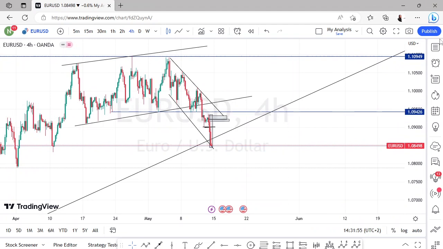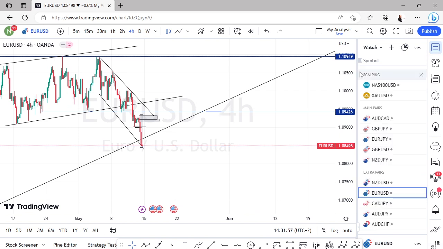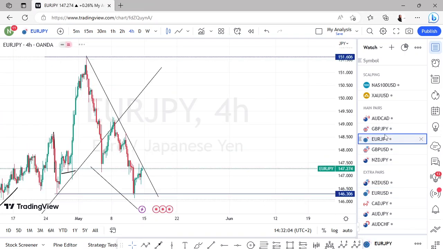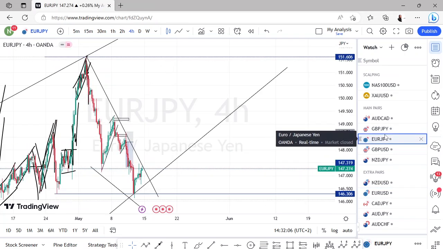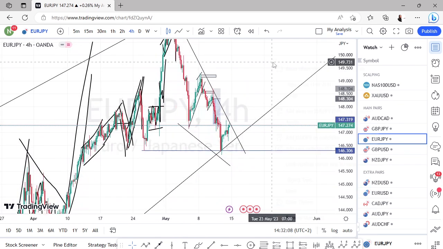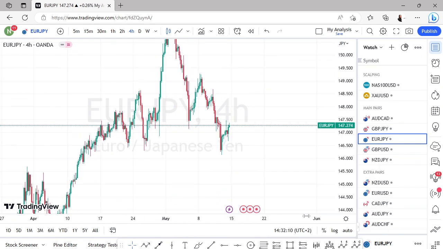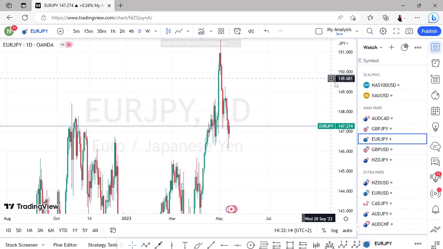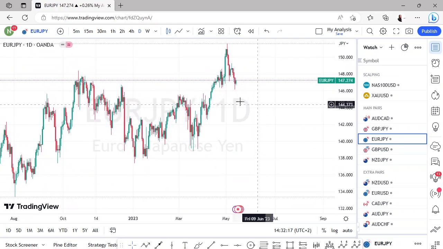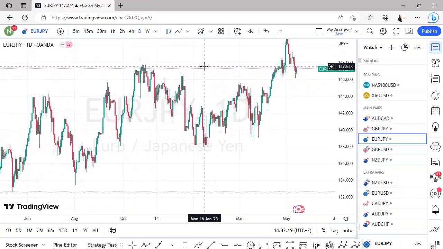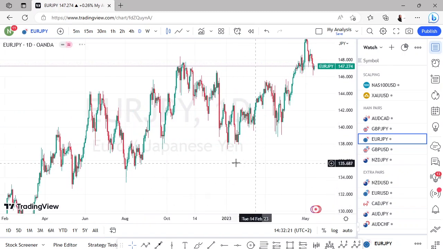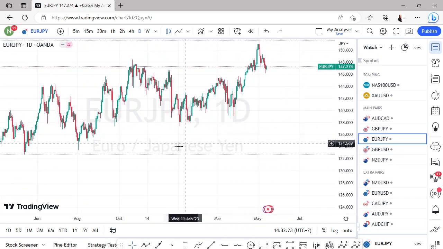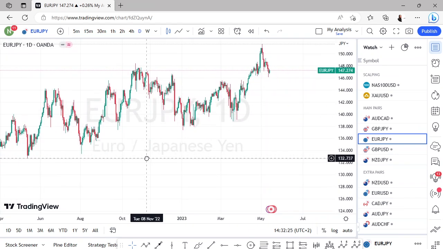Okay, now let's try something else. Okay, let's try Euro JPY. Okay, this is what we have. Sorry for the lines, I've also been back testing my strategy. Okay, this is what we have on Euro JPY, Euro Yen.